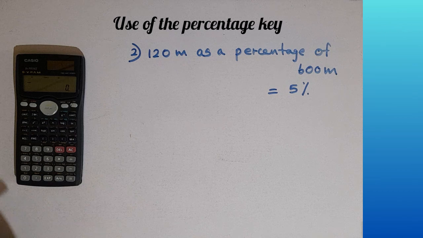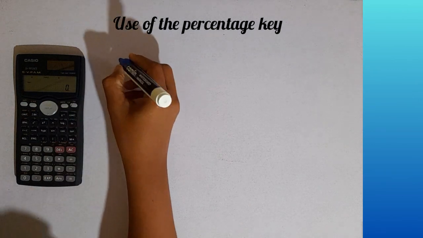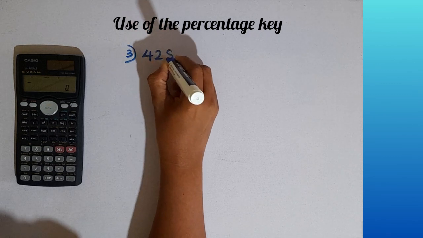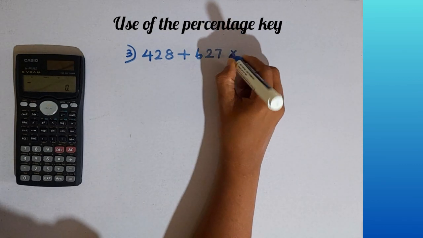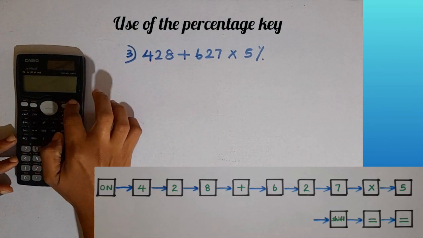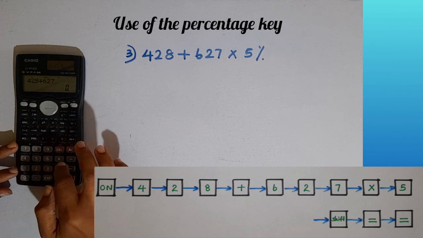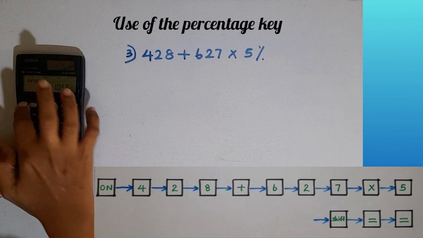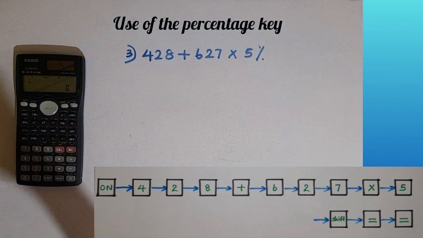Then our third question with the percentage. We are given 428 plus 627 multiplied by 5%. This is the flow chart. 428 plus 627 multiplied by 5%, then 10.55 is the answer.